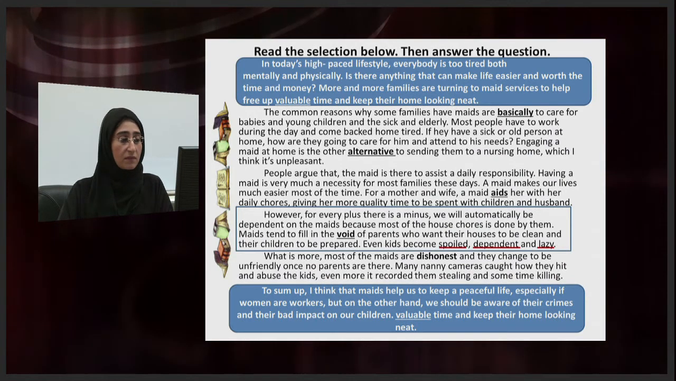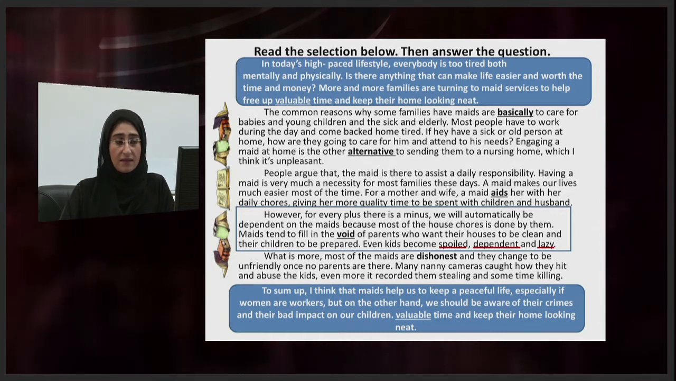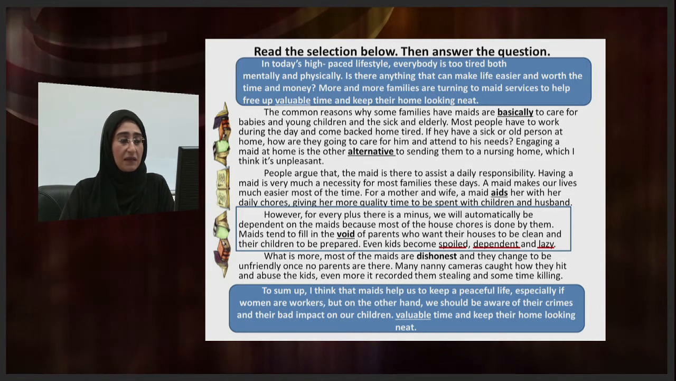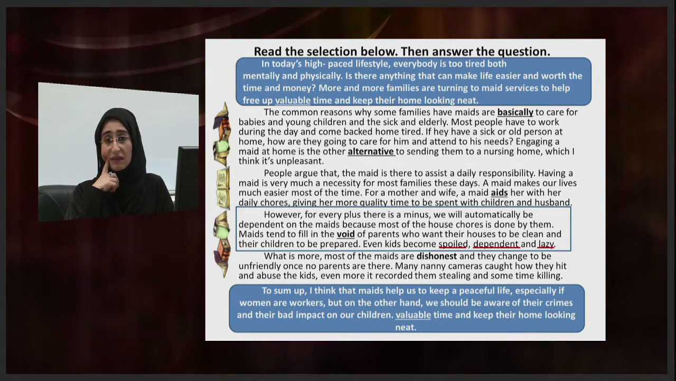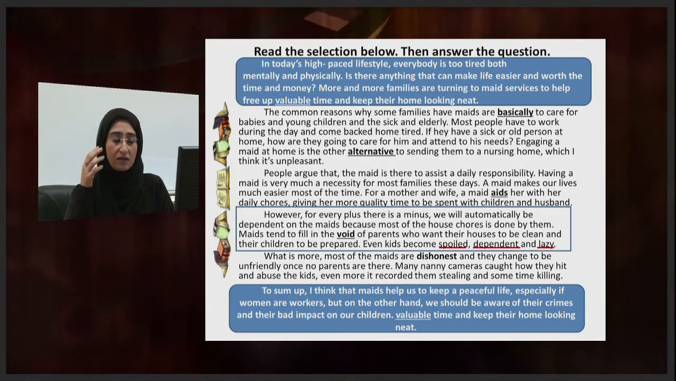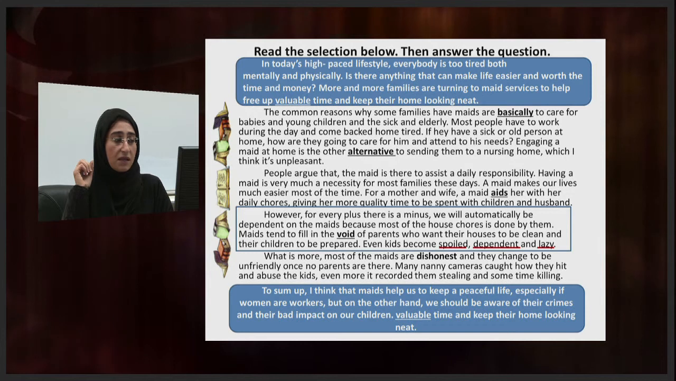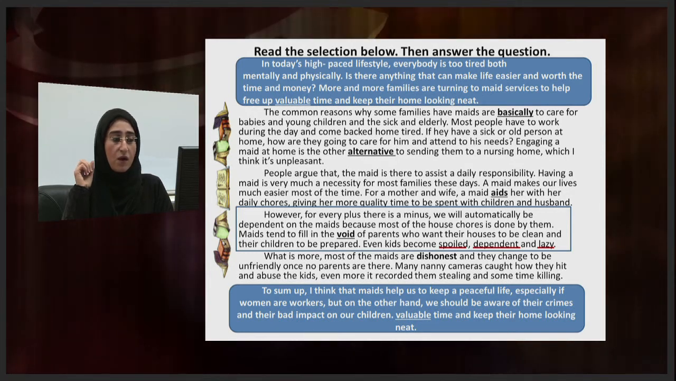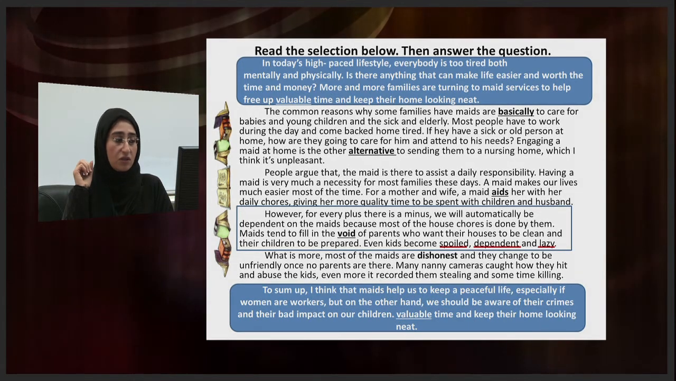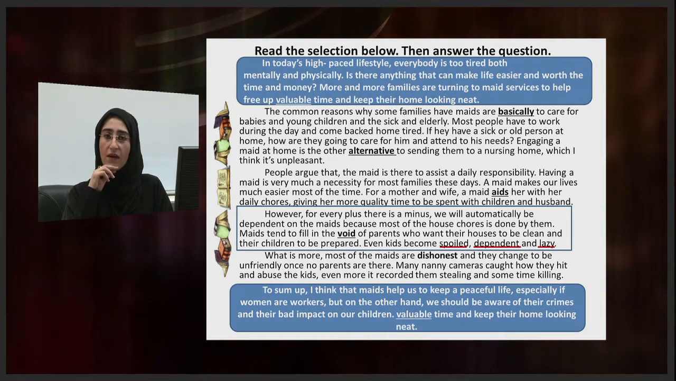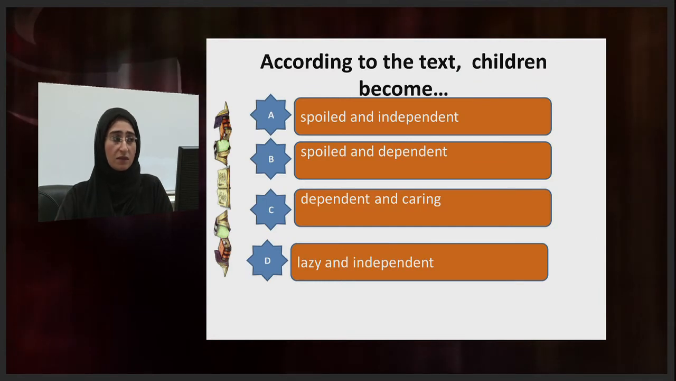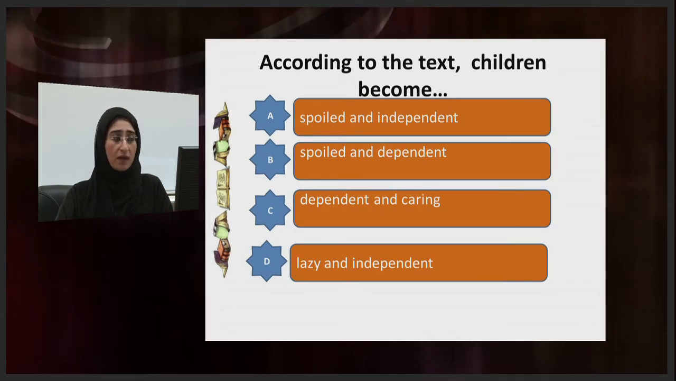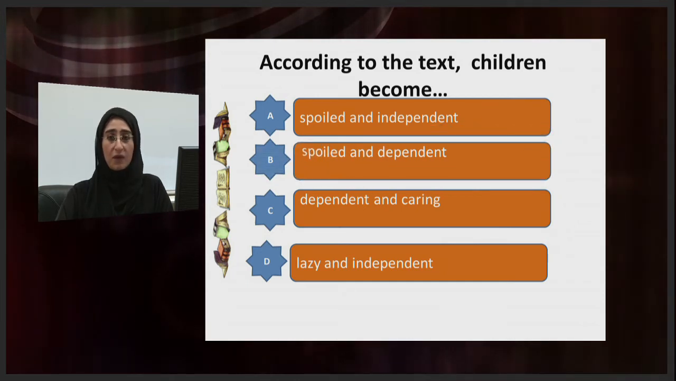Where is it located? Here we need to read the sentence that has the same words, for example, "even kids become spoiled, dependent and lazy." Some of you will say, I didn't get it. Okay, to be more sure, you read the sentence before. It says here, "maids tend to fill in the void of parents who want their house to be clean and their children to be prepared. Even kids become spoiled, dependent and lazy." So I think that you got the idea and you got the answer. The right answer for this question, according to the text, children become what? Spoiled and dependent.